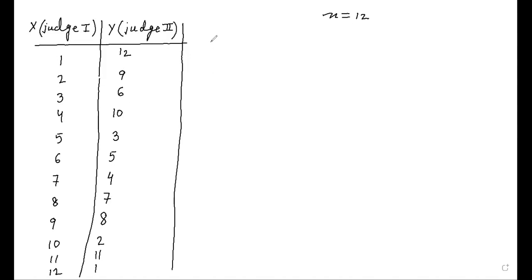Now we are going to interpret the correlation between the judgments of the two judges by finding the rank correlation between these ranks. For rank correlation, as we know, the formula is 1 minus 6 summation d square divided by n cube minus n. We first need to find d. d is the absolute value of the difference in their ranks.